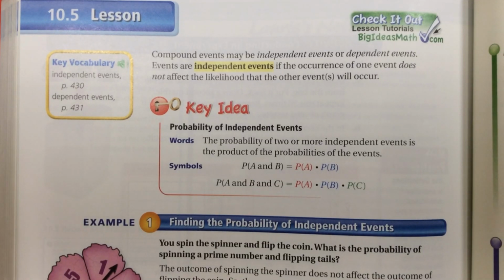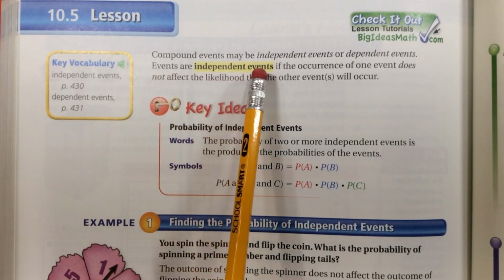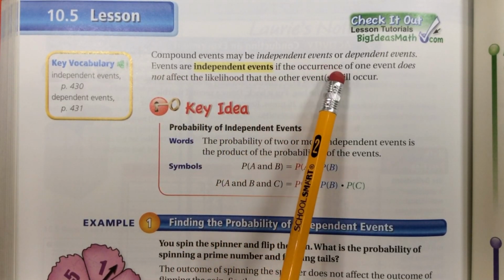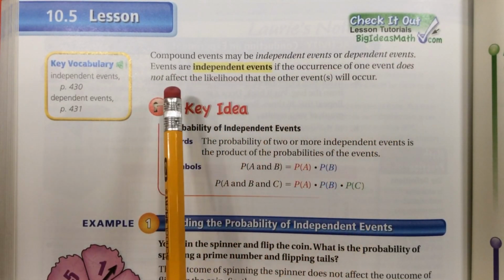Well, last but not least, we've got section 10.5. And we're still talking about probability. This is page 430 in your textbook. But now we're talking about compound events. They can be independent events or dependent events.